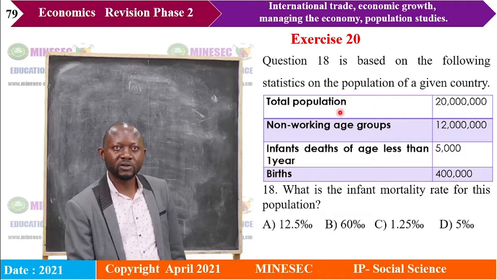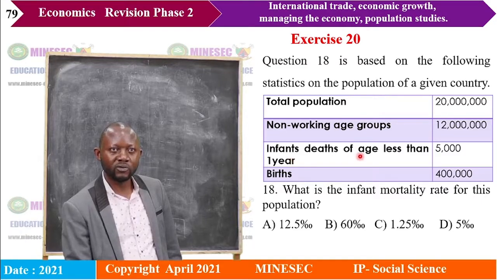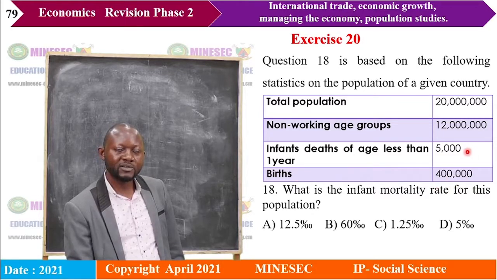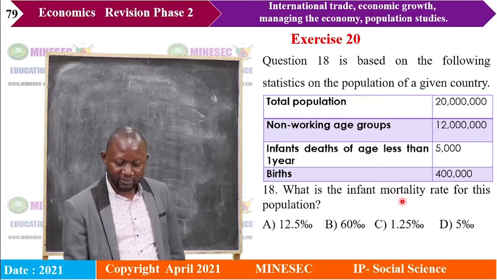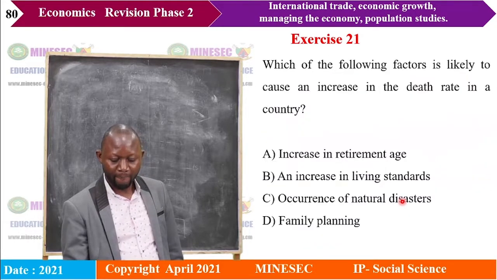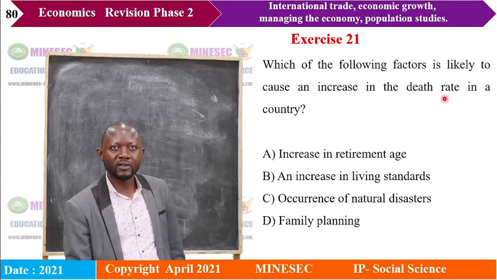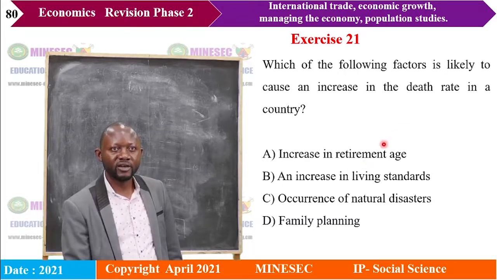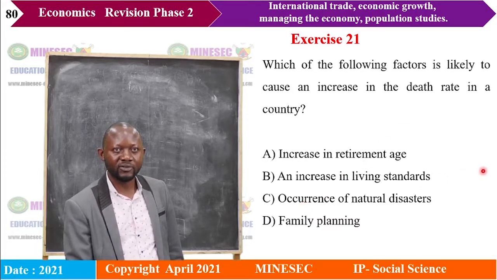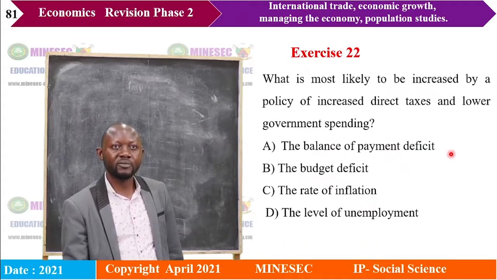The next question is based on the same table. They ask for the infant mortality rate, and it's calculated as the number of children who die before their first birthday, that's less than 1 year, 5,000, divided by the number of births, 400,000, times 1,000. If you do the calculation, we'll get 12.5 per thousand, the answer is in per thousand. Now we have, which of the following factors is likely to cause an increase in the death rate in the country? This one is clear. Occurrence of natural disasters is the best answer.